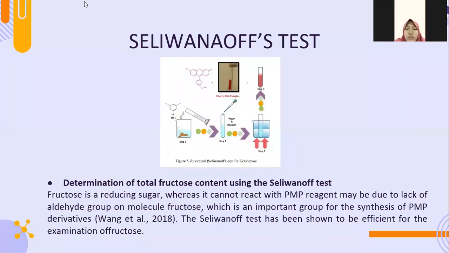I will continue. Next is the Seliwanov test, determination of total fructose content using the Seliwanov test. Fructose cannot react with PMP, which may be due to the lack of an aldehyde group on the fructose molecule, which is an important group for the synthesis of PMP derivative. And the Seliwanov test has been shown to be efficient for the examination of fructose. Next.